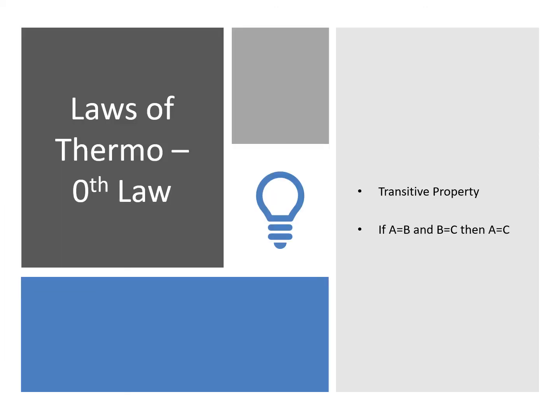So next, we're going to be going over the laws of thermodynamics, and this is kind of where the fourth one comes into the situation. So the zeroth law is actually a mathematical property, the transitive property. So if A is equal to B and B is equal to C, then A is also equal to C, and that applies to thermodynamics as well.